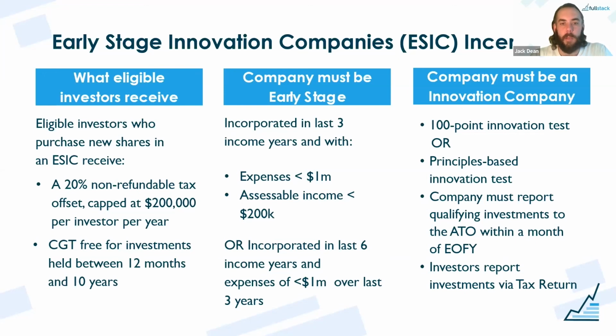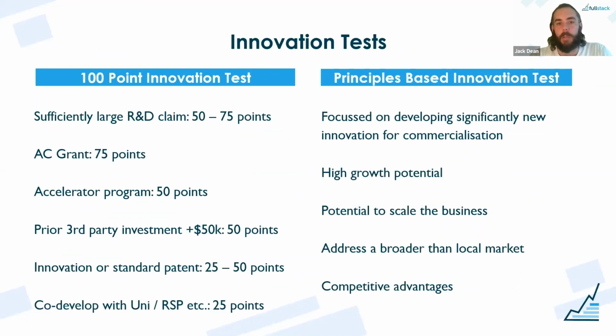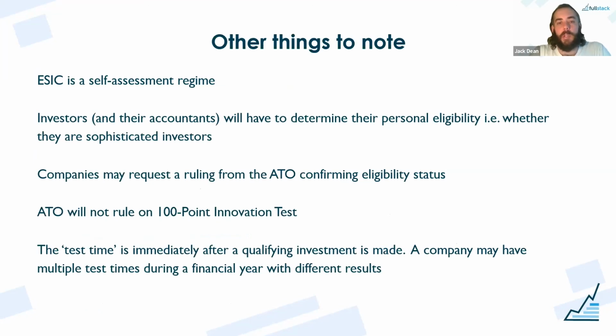A 20% non-refundable tax offset up to $200,000 per year, and a CGT-free window for investments held between 12 months and 10 years can be quite substantial. So there's potentially a little bit of work to do to make sure that you qualify, or to determine whether the company qualifies for the early stage innovation company concessions. It is also a self-assessment regime, but some companies will like to get a ruling from the ATO, or some investors might want to get their companies to get a ruling from the ATO to confirm their eligibility on certain aspects of those various tests.